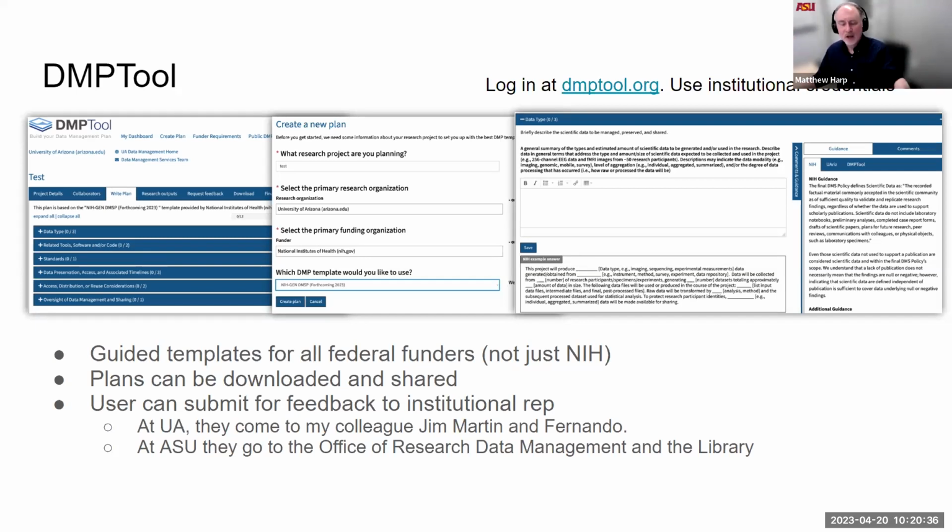It also provides us on the back end greater understanding of what is actually being put into those data management plans. The U of A and ASU both provide training modules for using the DMP tool. You can also typically request a consultation. Someone can walk folks through how to actually fill those things out. The DMP tool is really, really awesome. It's not so much about just writing it, but about getting that feedback and guidance.